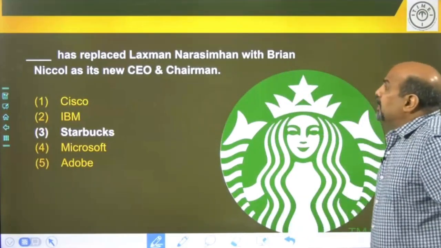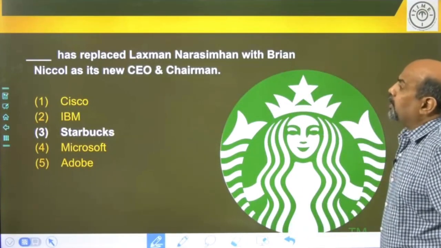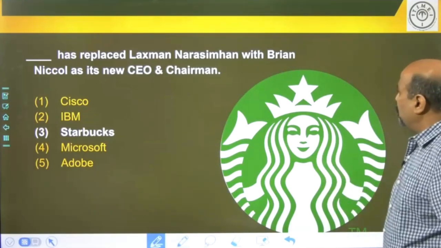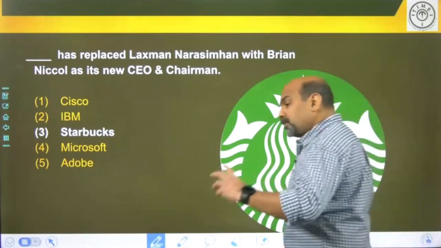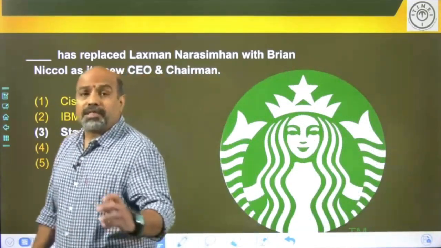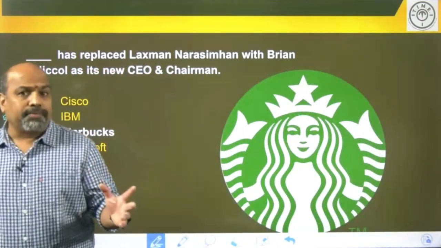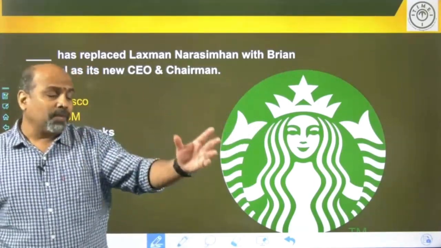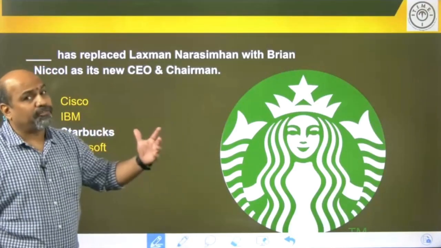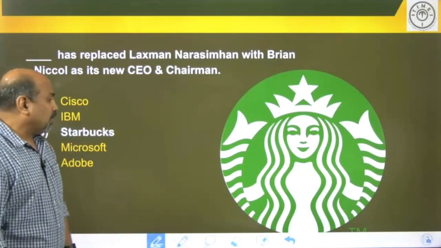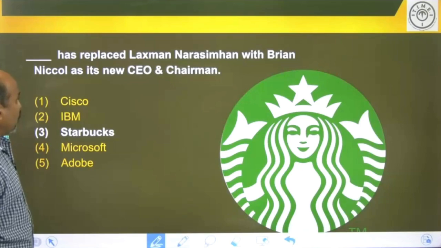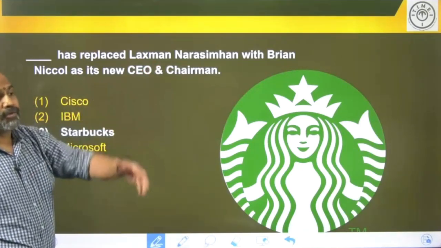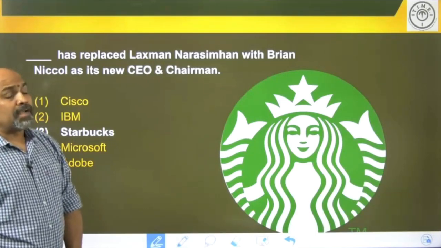Starbucks has replaced Laxman Narasimhan with Brian Niccol as its new CEO and chairperson. This is the logo of Starbucks, the world's largest coffee chain. It's a $39 billion coffee company. It's a coffee chain like your McDonald's, a fast food burger joint. You have Starbucks, which is a coffee chain store. Now, this guy is the ex-CEO of Reckitt Benckiser, the maker of Durex condoms and Dettol.